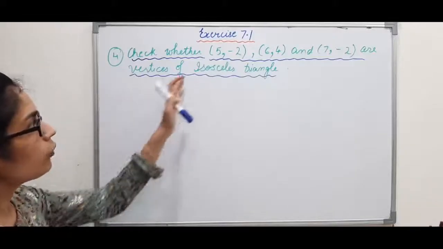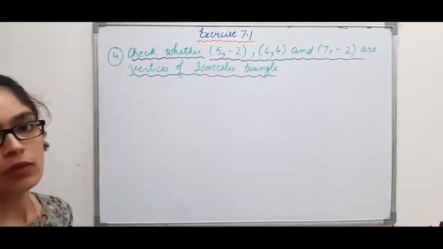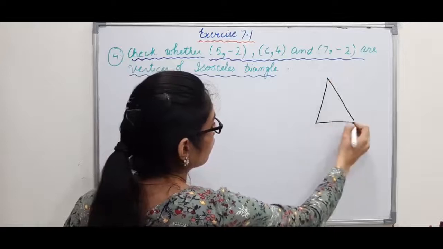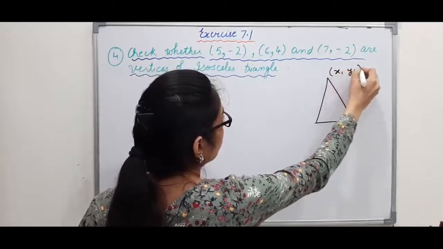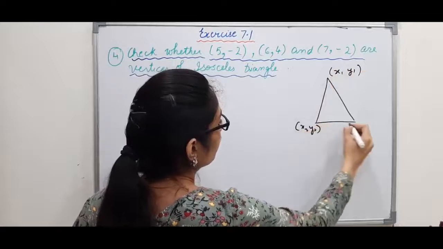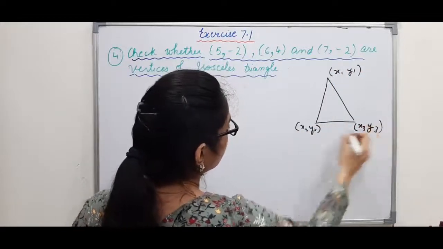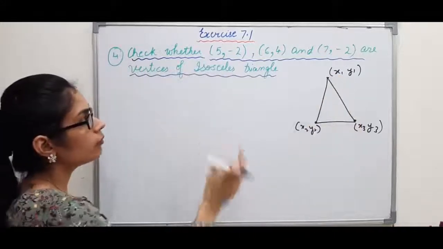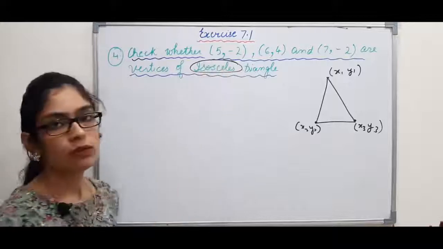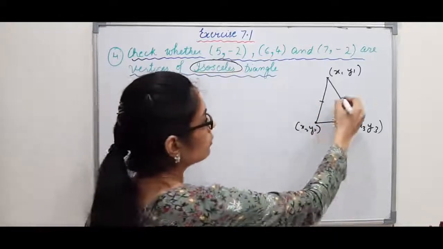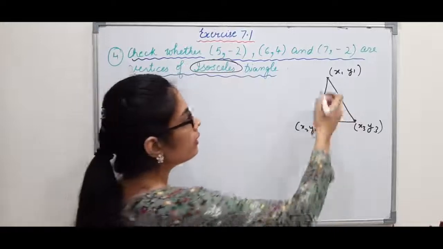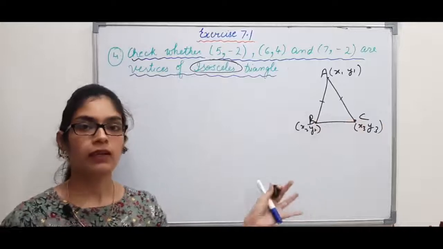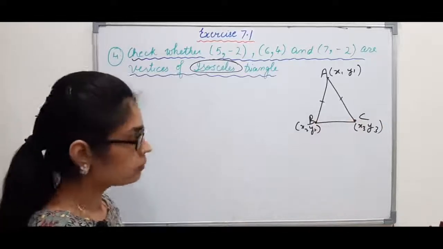Question: we have to check whether these points are the vertices of an isosceles triangle. So if this is a triangle, I have 3 points x1, y1, x2, y2 and x3, y3. So these are the vertices of a triangle. We have to check whether these are the vertices of an isosceles triangle. Isosceles triangle means two sides are equal to each other. If I have triangle ABC and any two sides of this triangle are equal, then this triangle will be an isosceles triangle.